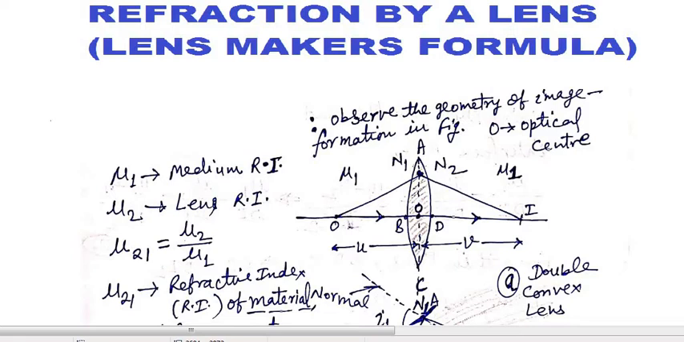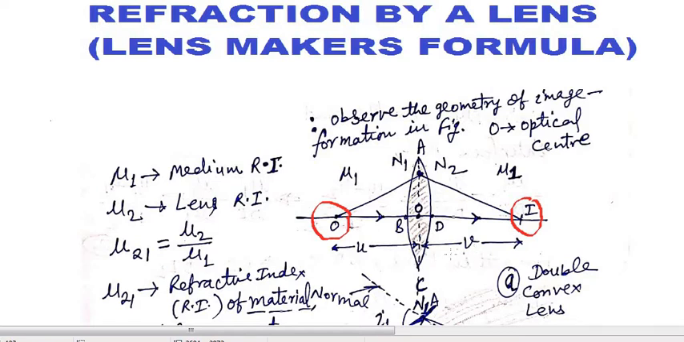Okay. Now rays are incident in the lens from the object O, and final image is formed at I. Okay, so O is the object here and I is the image. U is the distance of object from the optical center, and V is the distance of image from the optical center. Okay, so U is the object distance, V is the image distance.